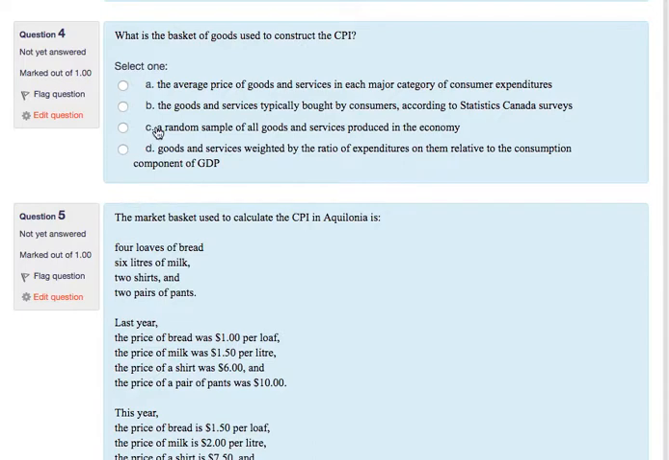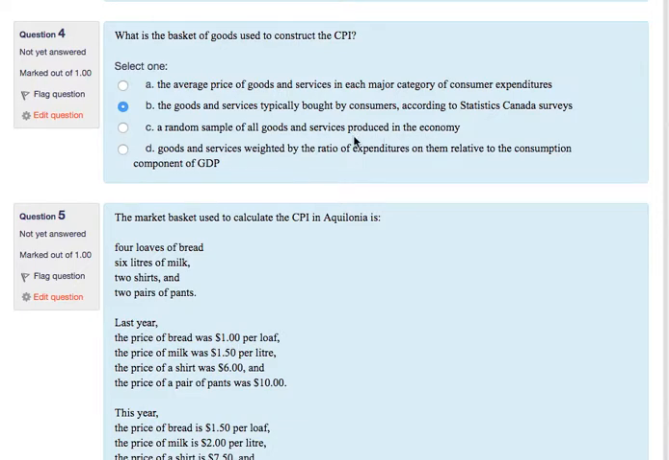We're still looking at goods. The goods and services typically bought by consumers, according to Statistics Canada surveys, would be the right answer. So 600 of those. Certain goods that are just too fancy, that very few people consume, are not in there. A random sample of all goods and services produced in the economy.